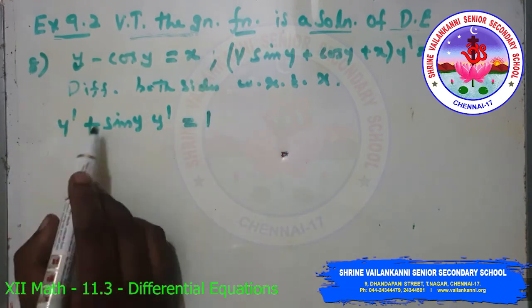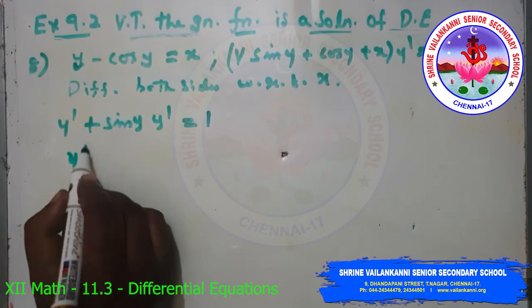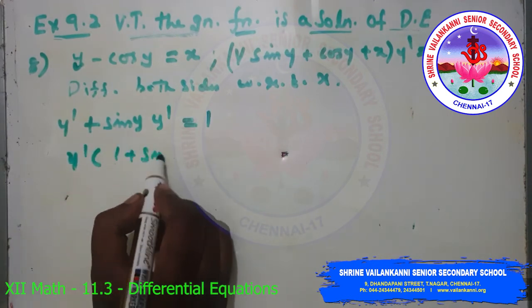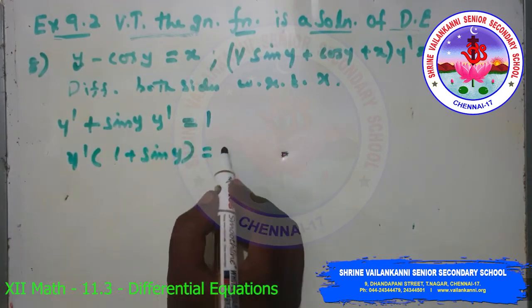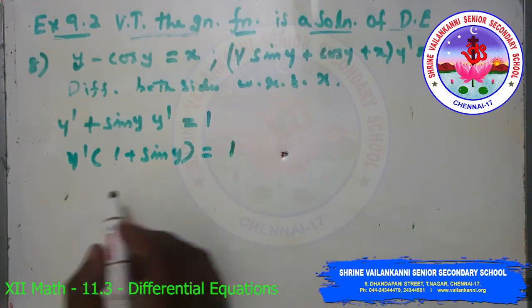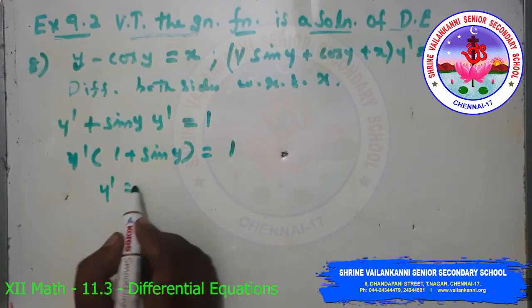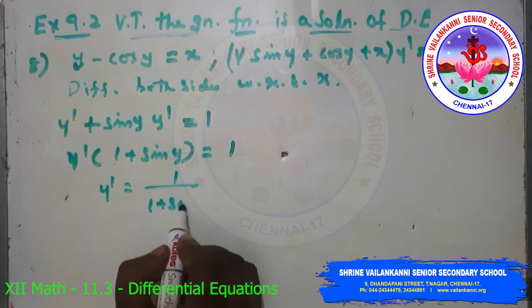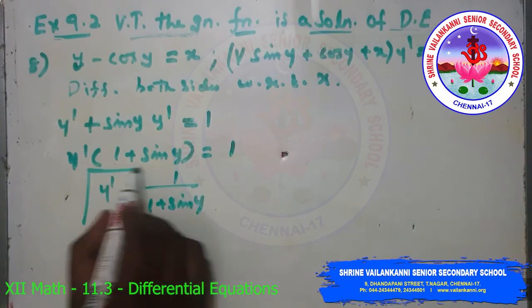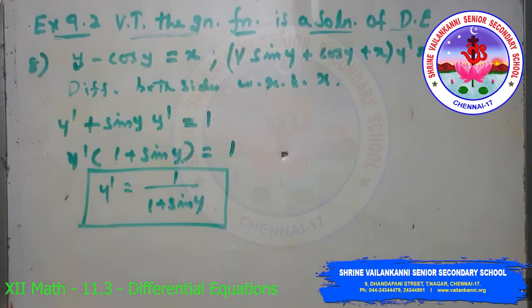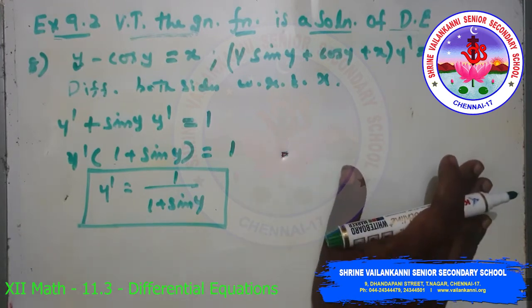Here we can take y dash common, so y dash into (1 plus sin y) is equal to 1. So y dash is 1 by (1 plus sin y). So we found y dash is 1 by (1 plus sin y). Then we have to substitute this y dash and x in the given differential equation.